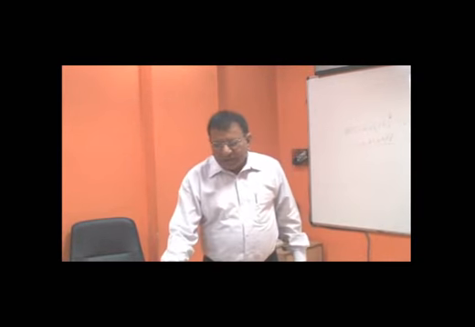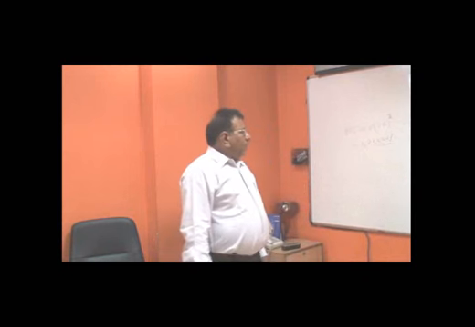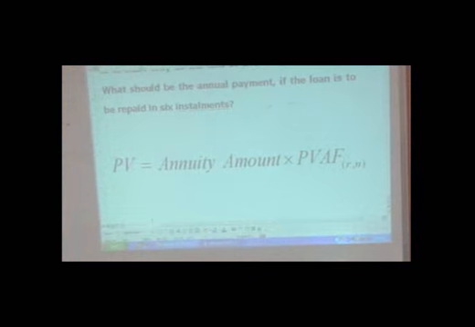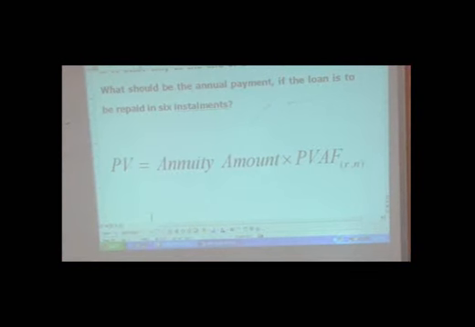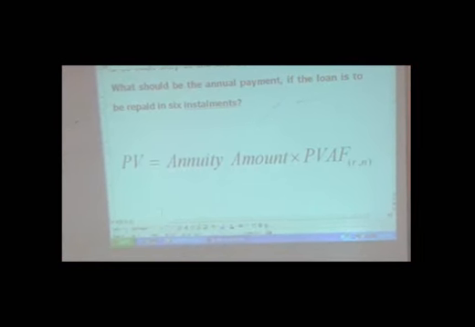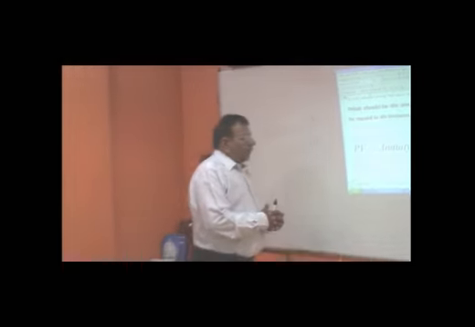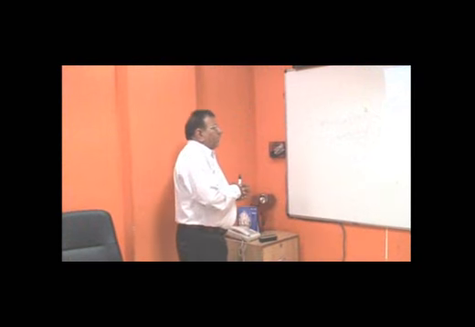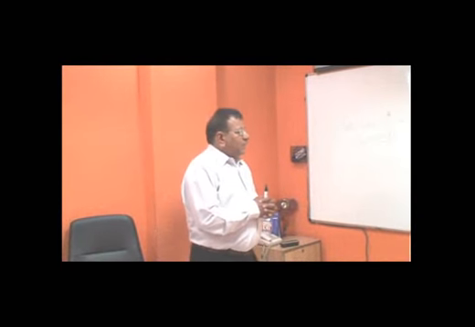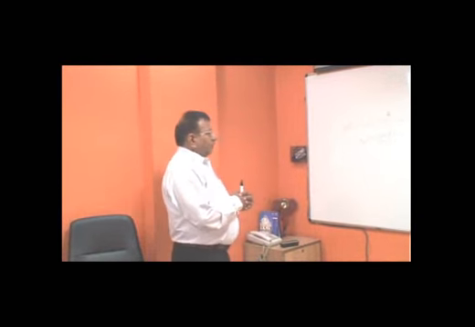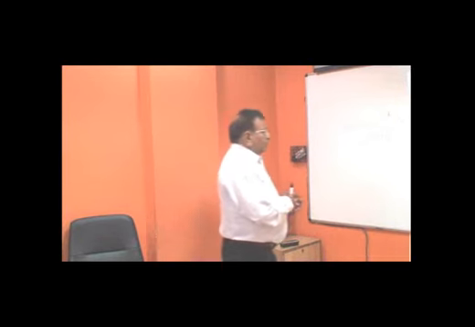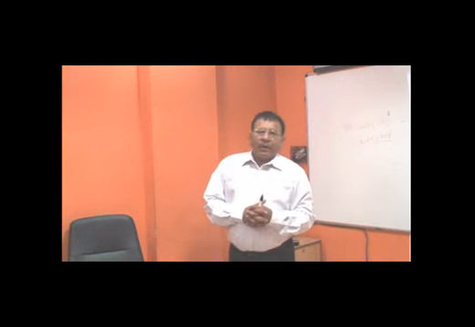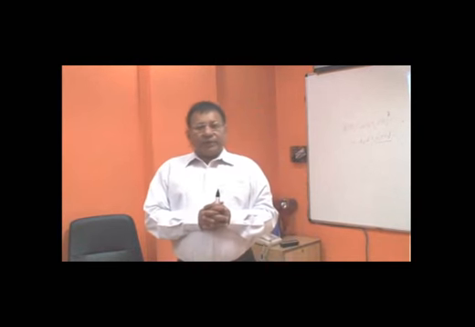The formula for that would be: present value is equal to annuity amount into present value of annuity factor. Again, you will have to take the help of annuity tables. You will have to find the present value of annuity factor in respect of 6 years at the rate of 10%, and based on that you can calculate the annuity amount which will be payable every year, starting at the end of the 3rd year, for 6 years.